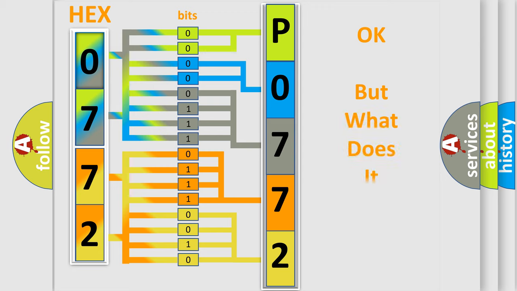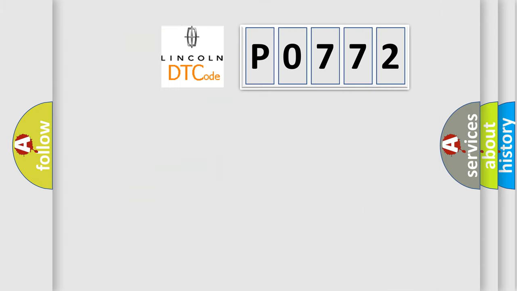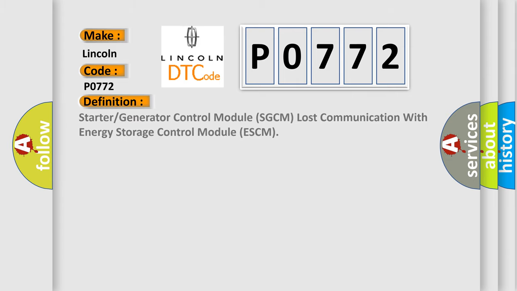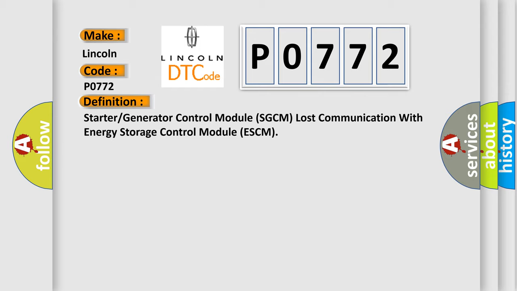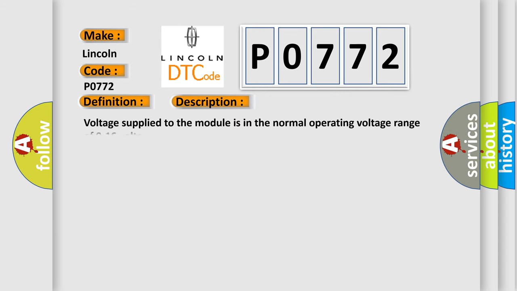The number itself does not make sense to us if we cannot assign information to what it actually expresses. So, what does the Diagnostic Trouble Code P0772 interpret specifically for Lincoln car manufacturers? The basic definition is: starter or generator control module SGCM lost communication with energy storage control module ESCM. And now this is a short description of this DTC code.